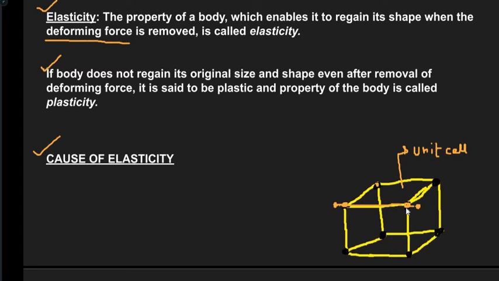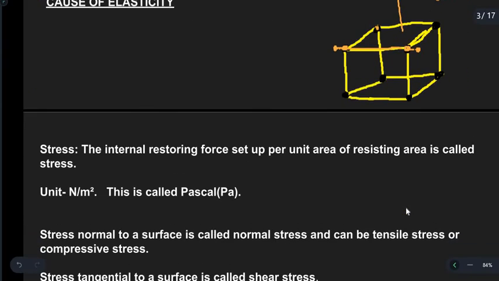But as soon as you are removing the deforming force, what is happening? The atoms that were previously displaced are now regaining their original position back. Thus, the body regains its original shape and size back. Okay, so I think this is clear. This is the cause of elasticity. This is how physics explains elasticity. So let's move on to the next part.